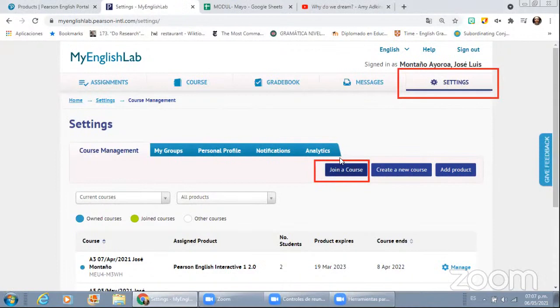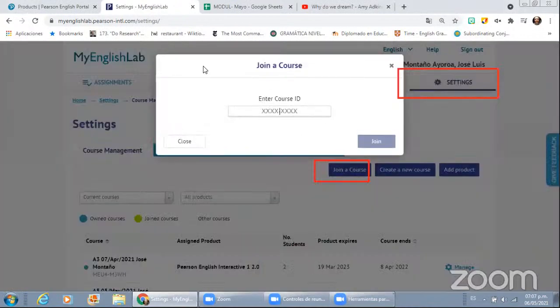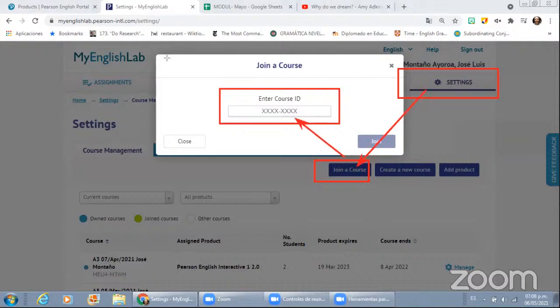When you click on join a course, you have a new little window. There, you're going to introduce the ID that I'm going to send also to the chat. So this is the path. All right, one more time. First, settings, second, join a course, and third, you're going to copy and paste this ID. The ID is in the chat. I'm copying and pasting it right now, but it's also on my screen that you can see over here. All right, let's do it, please, Whitney. If you have problems, let me know.